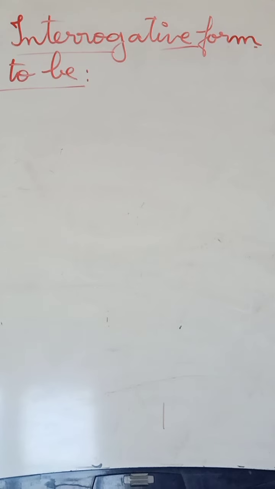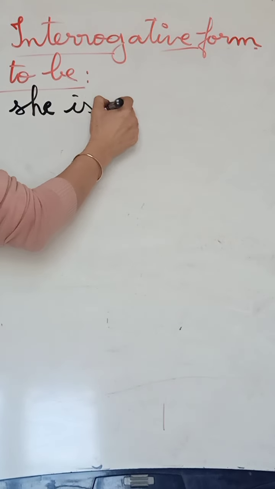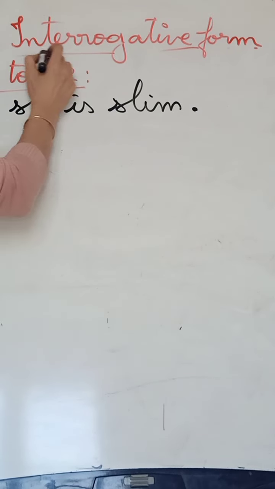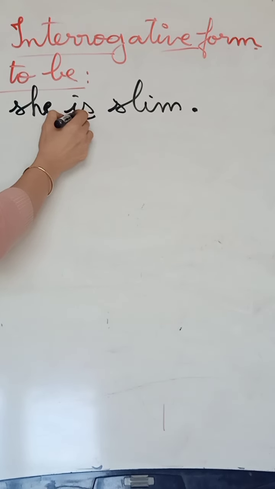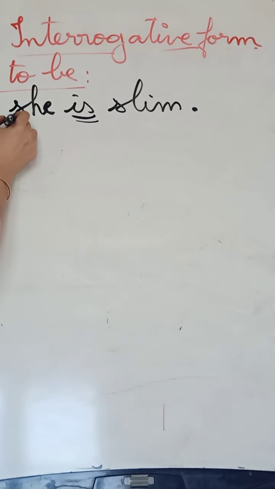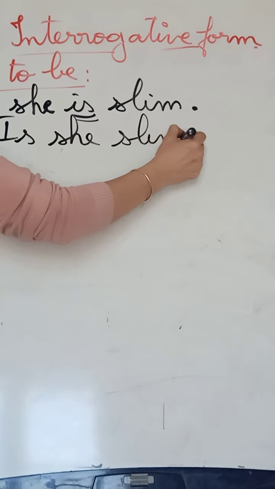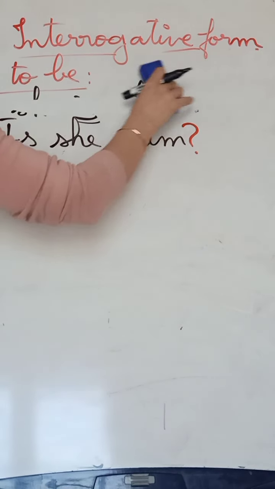Now let's start with the interrogative form. Here, we have seen with the affirmative form with verb to be, for example, she is slim. Do you remember? She is slim. Full stop. This is the affirmative form. With the interrogative form, I have to write verb to be first. And then it becomes is she slim? Question mark.